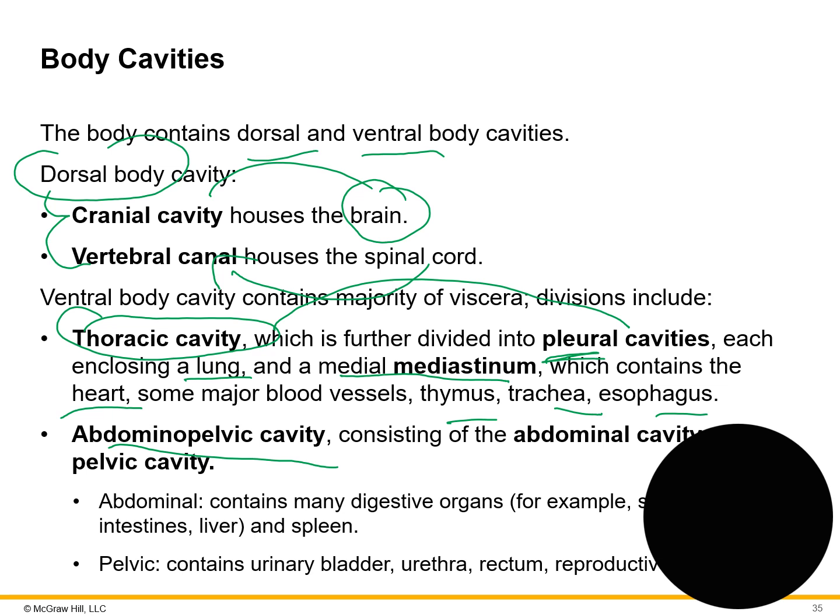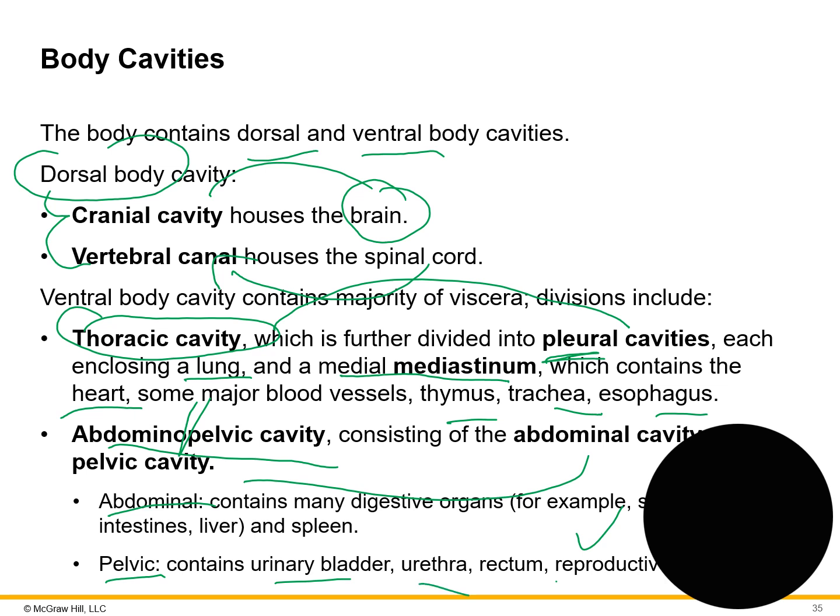This is the abdominal cavity and pelvic cavity. So break it down into two: abdominal and pelvic cavity. The abdominal cavity we talked about earlier. Most of the digestive organs stay in the abdominal cavity. The pelvic cavity is mainly for the reproductive and excretory or urinary system organs, urinary bladder, urethra, and stuff. So those are the cavities.